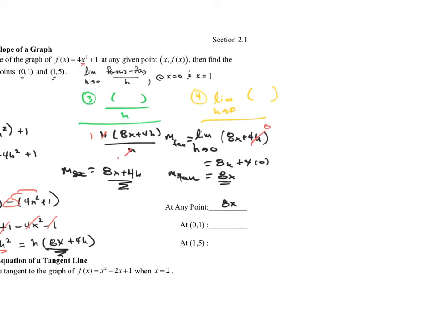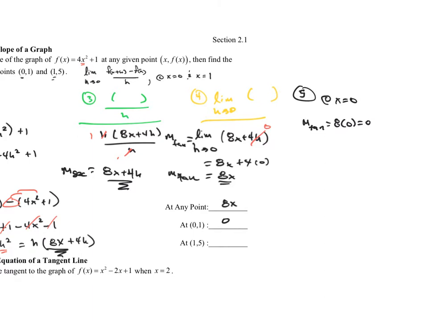Now we're going to answer the last two questions, which is step 5, which would be plug in any specific values that they asked for. So they asked for at x equals 0. Well, the slope of the tangent line would then be 8 times 0, which would be 0. So the slope of the tangent line at the point (0, 1) would be 0.